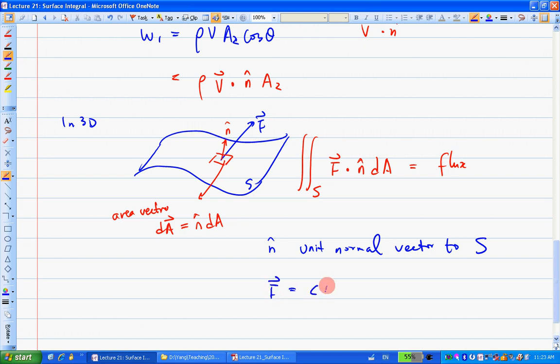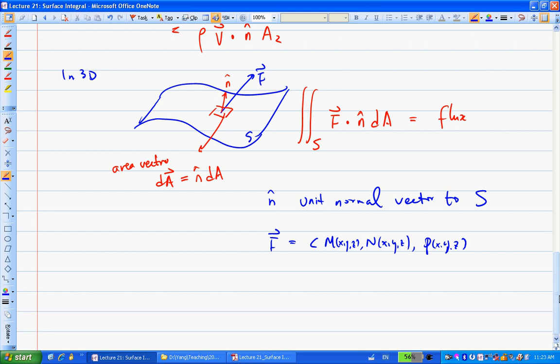F is the vector field, and it's in 3D space, so there are three quantities, and each quantity is a function of x, y, z. So that's what this one is. Now, before we move on, just think about this guy here. I'll talk about a couple of things. n hat is the unit normal vector to S.